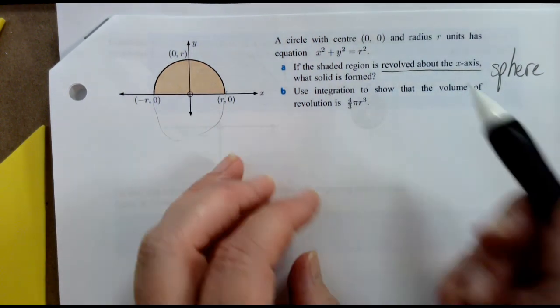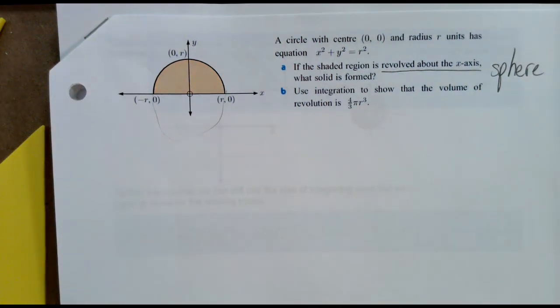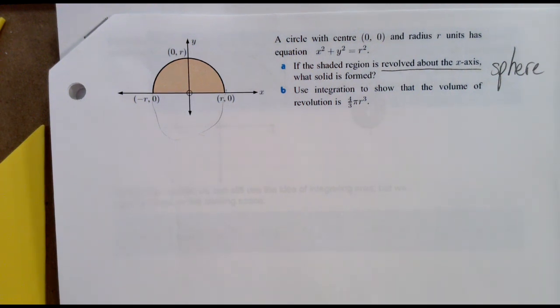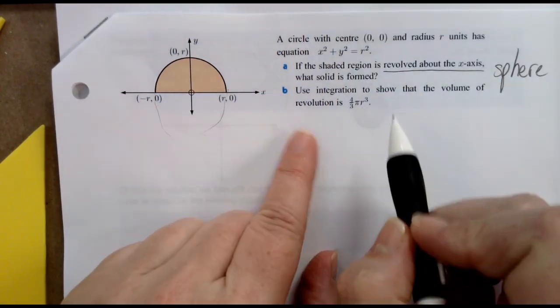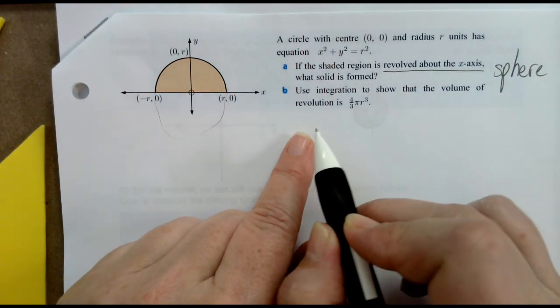Use integration to show that, and here's the end of the problem here. You know that the volume of a sphere is 4/3 pi r cubed, right? That's somewhere on your formula booklet, but it's one of the few geometric formulas that always just rolls off my tongue. The volume of a sphere. Anyway, but we can get to that using integration. Okay?